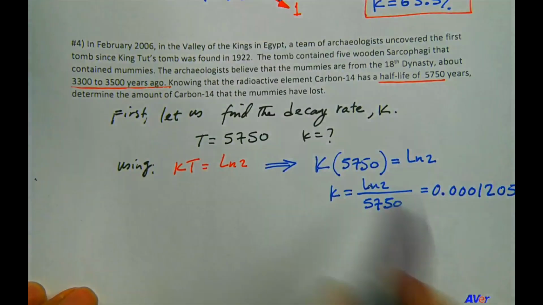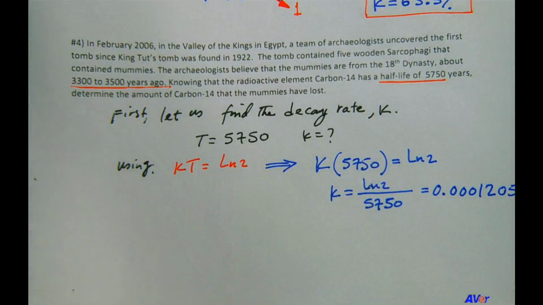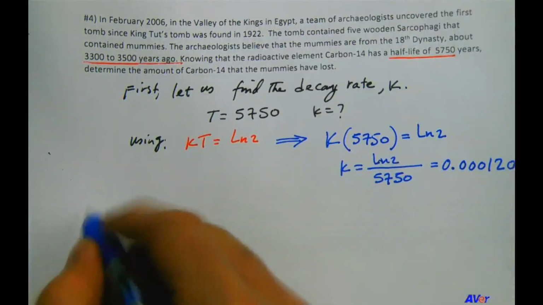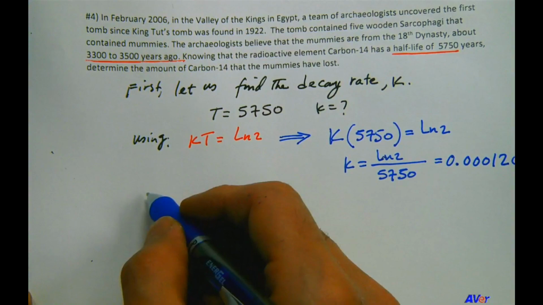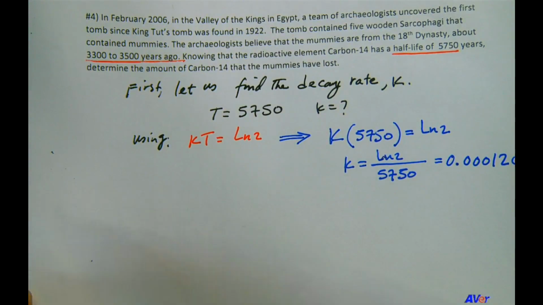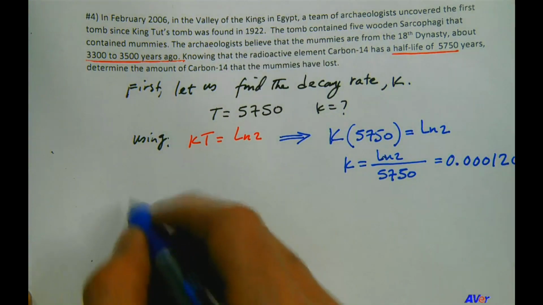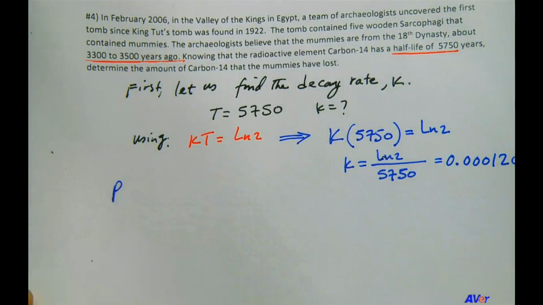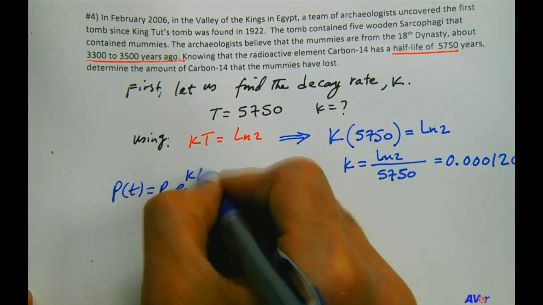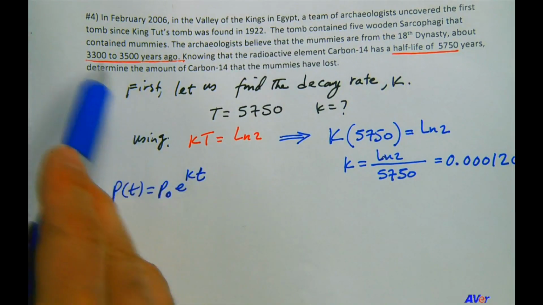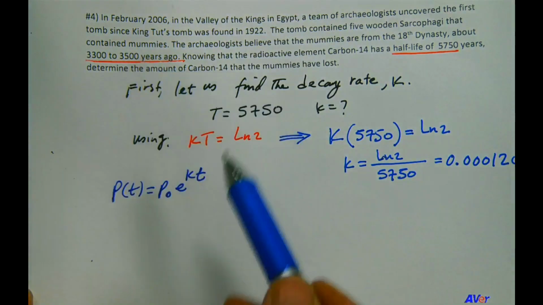So that's important because this K that we got, when we place it in this formula, it should be minus. So let's suppose that we begin with 1 gram, because it's all a ratio. So let's see. This is the formula that we're using: P of T equals P naught times E to the K times T. And T, we have 3,300 to 3,500, right? So let's calculate for either case.